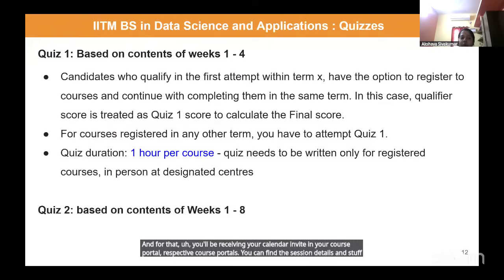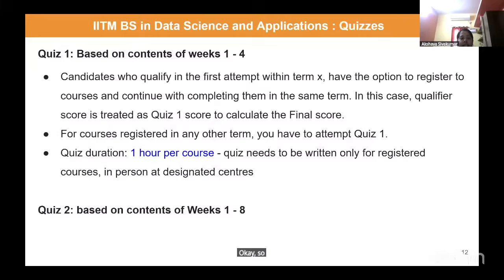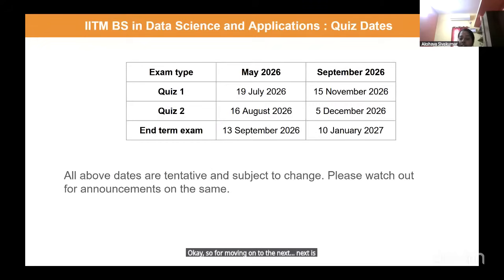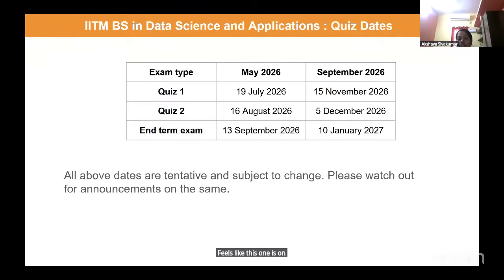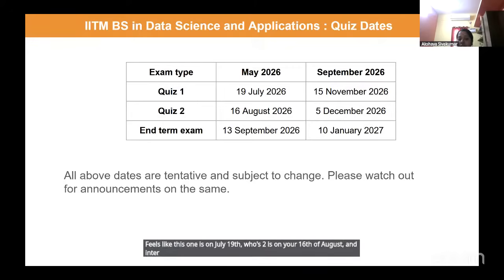Okay, moving on to the next. These are the dates on which your May 2026 exam dates are going to fall, and also the September 2026 dates. If you see, quiz 1 is on July 19th, quiz 2 is on the 16th of August, and end term is on 13th September. These are fixed dates. These are not going to change.